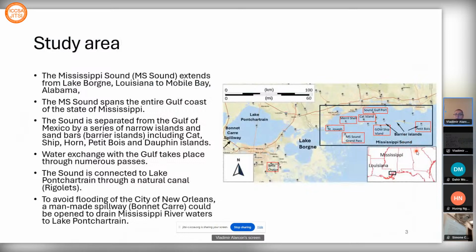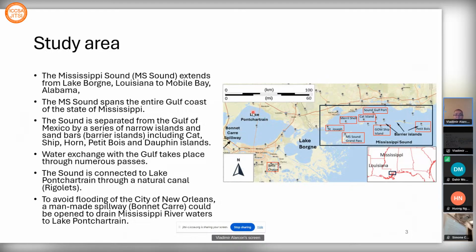The Mississippi Sound is an area of the northern Gulf of Mexico between the states of Louisiana and Mississippi in the coastal zone. There is a small portion of Alabama, but most of the Mississippi Sound is in the state of Mississippi. Besides its connection with the Gulf of Mexico, the ocean, it has a connection through a natural canal called the Rigolets to Lake Pontchartrain.